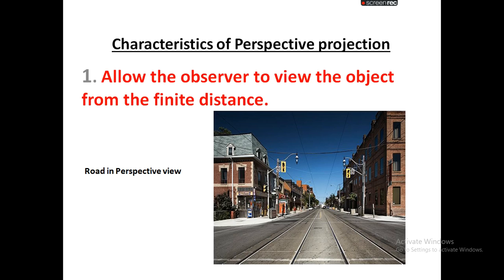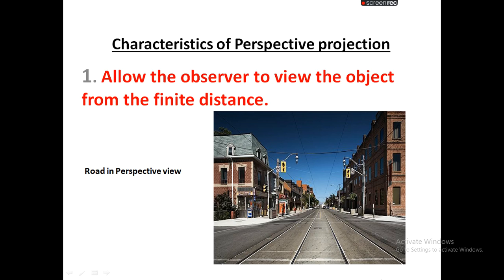So I am highlighting the first characteristic of perspective projection: it allows the observer to view the object from a finite distance. It means if the object is within the specified distance, then only our synthetic camera can capture that image and project it on the projection plane. A beautiful real world example is a road. All the roads in our real life are examples of perspective view.